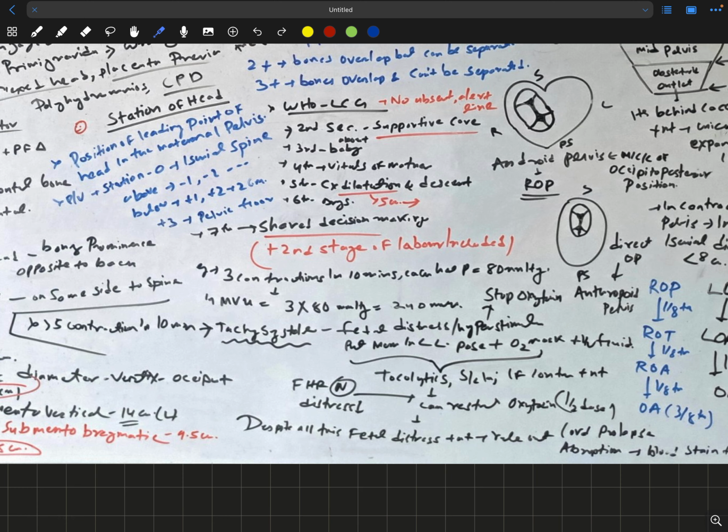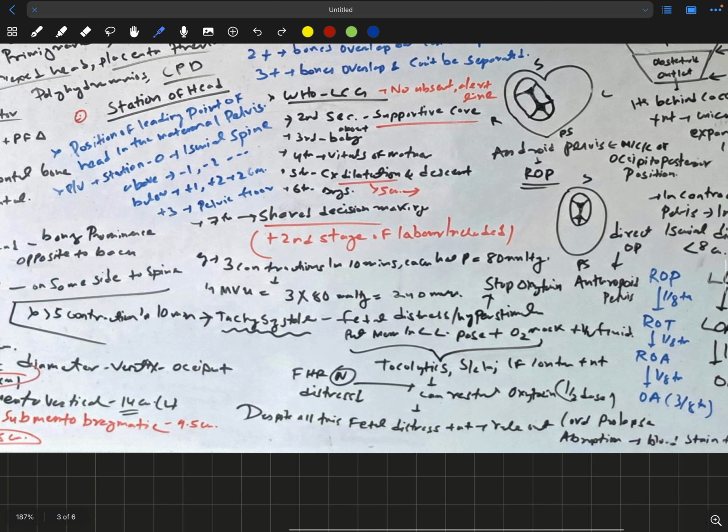So after tocolysis, if the fetal heart rate is normal and the fetal distress is relieved, we can start the induced labor again with oxytocin, but this time we have to use half of the dose that we used before.